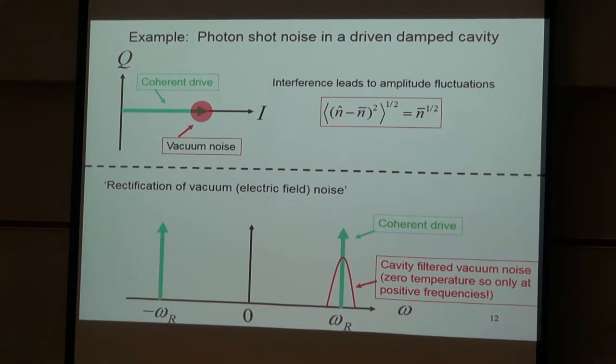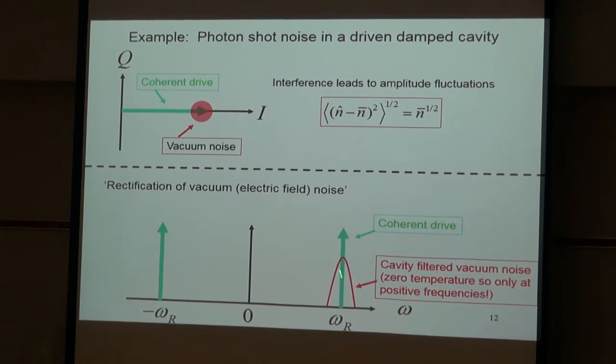And the only thing that's quantum mechanical is what determines its frequency. So I put a coherent drive. It's like cosine, electric field is like cosine omega t. So it's got a positive frequency part and a negative frequency part. The cosine is two parts.